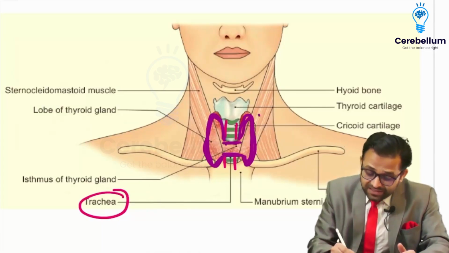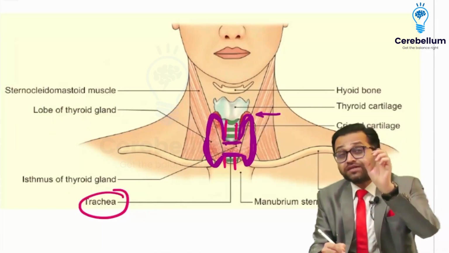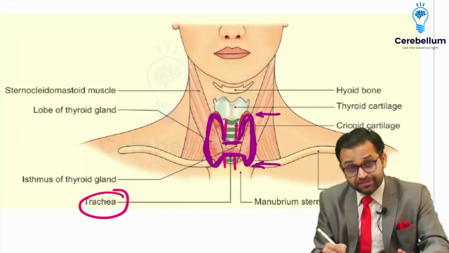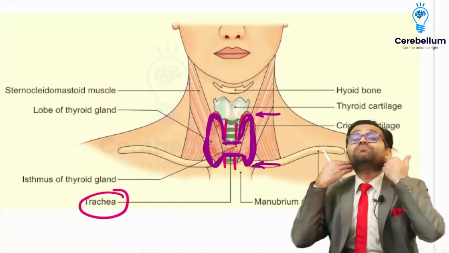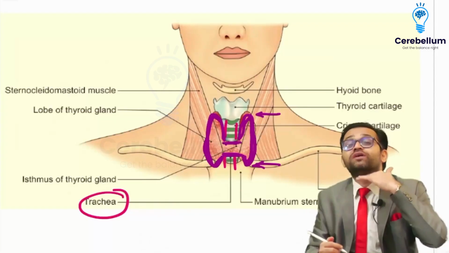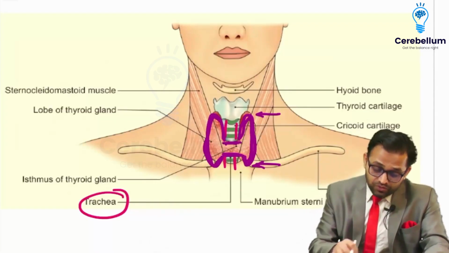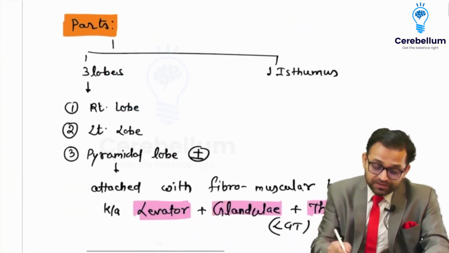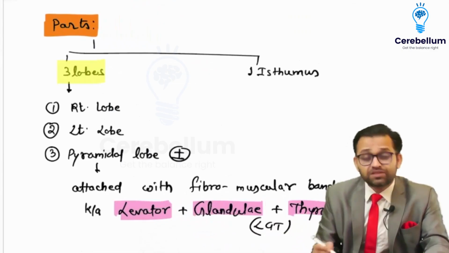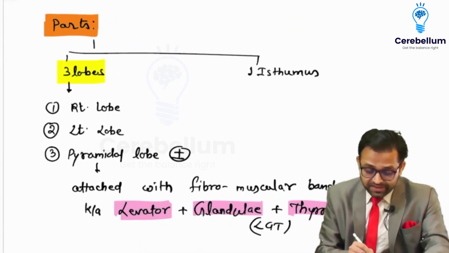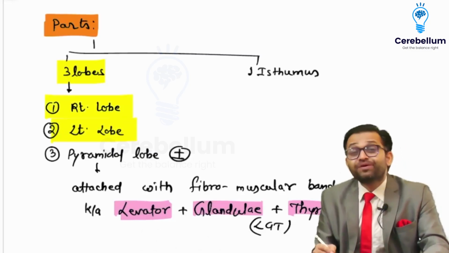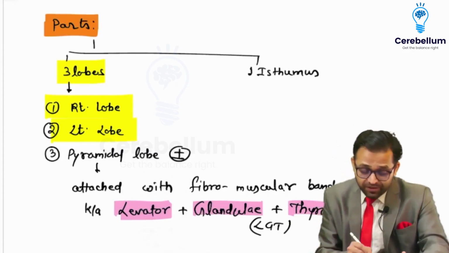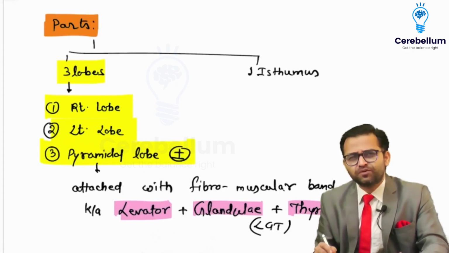You can see it has one uppermost pointed part, that is the apex, and this is the lower part known as the base. Getting the point? It is located in between the two sternocleidomastoid at the lower side. Now these points you can remember. The notes for all of you. See here, parts. It has three lobes. How, sir? There is a right lobe, there is a left lobe, but also sometimes one small pyramidal shaped lobe is present just above the isthmus.